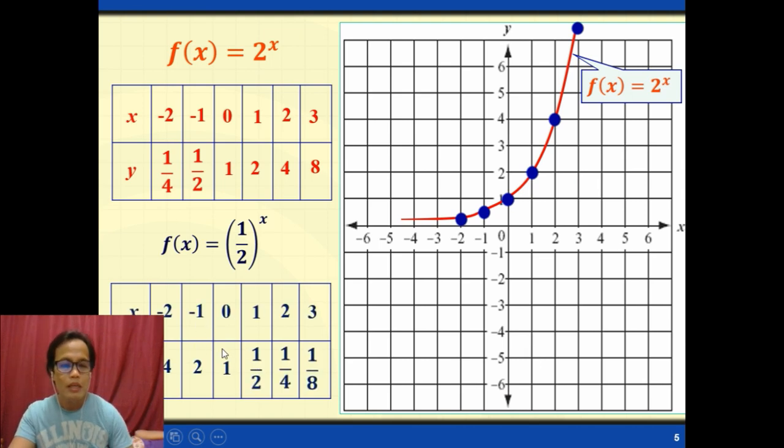Now karon, ato lang ni i-add ang negative 3 diri. Kung negative 3 ni, so mahimo ning reciprocal ana, mahimo ning 2 cube. So kung negative 3, ang mahimong 2 cube, that means 2 cube is 8. So kung negative 3 ang x, ang y is positive 8.